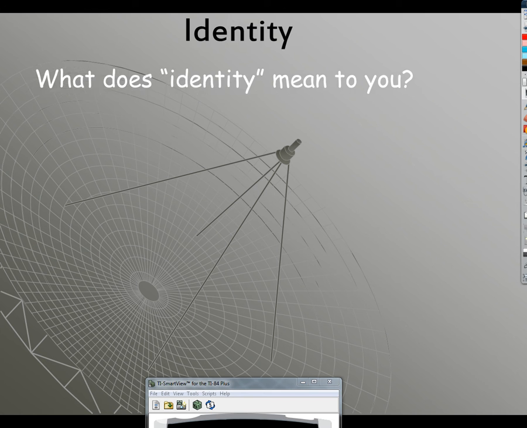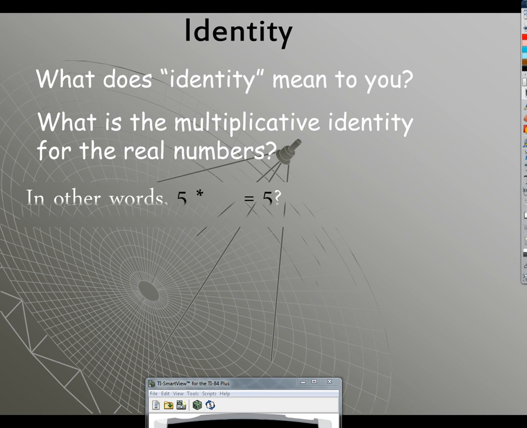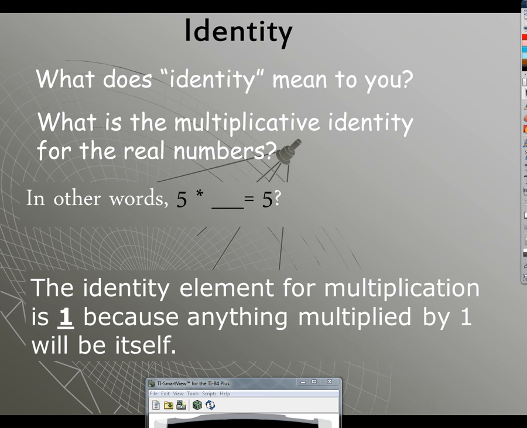Okay, what does identity mean in a math sense? What's the multiplicative identity for real numbers? In other words, 5 times what would equal 5? 1. Okay, so 1 is our identity number for multiplication. Always, yep. Because 1 is the only number I can multiply something by and have it remain the same, preserve its identity. Okay.